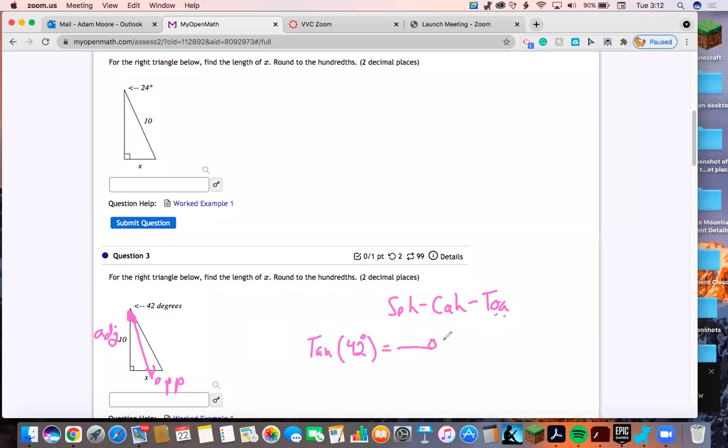equals the opposite over the adjacent, and then we'll just label them up. This is an O and an A, so opposite is X, adjacent is 10, and it's looking pretty similar there. We have a 10 on the bottom, the X is on the top, so if we just times the 10 over there, we'll be good, and it'll be just 10 times tangent of 42 equals X.